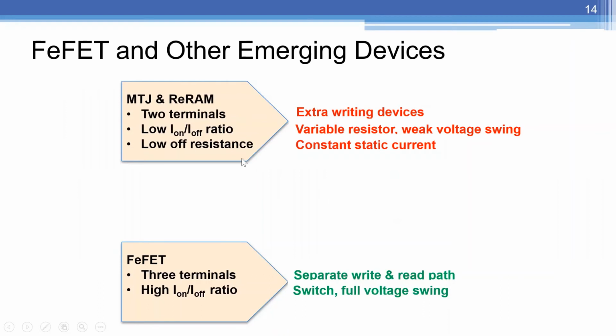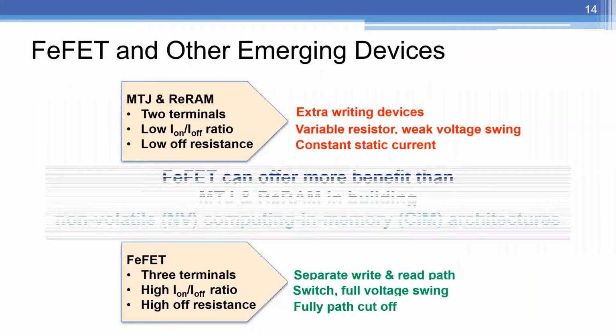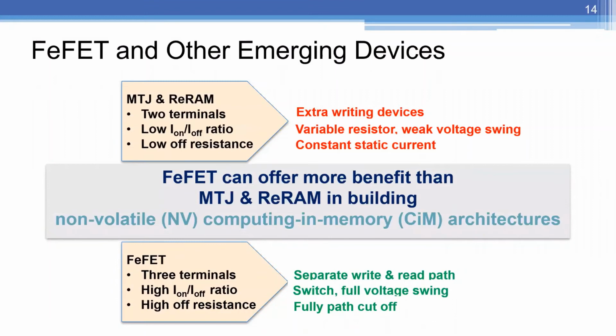Okay. And thirdly, due to the low off resistance of MTJ and ReRAM, these two devices will conduct constant static current during their operation, while the FeFET can achieve a relatively high off resistance, fully cutting the path off. There is no need to worry about the constant static power consumption. So in summary, the FeFET can offer more benefit than the MTJ and the ReRAM in building the non-volatile computing memory architectures, specifically the CAM designs.